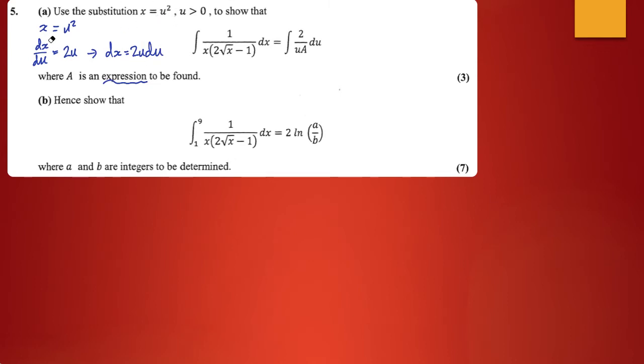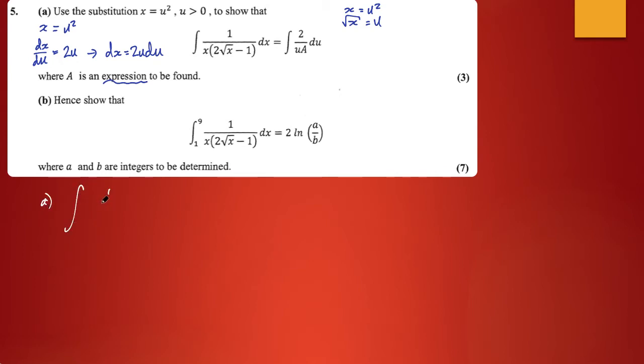So this is the most important bit, for any substitution: differentiating your substitution and replacing the dx with something. Okay, I've got no limits here, so it's an indefinite integral, so I'm not needing to substitute limits. I do need to think about how I'm going to substitute these though. x is going to be replaced with u squared, and if x equals u squared, then root x equals u, so I just need to substitute in u for that.